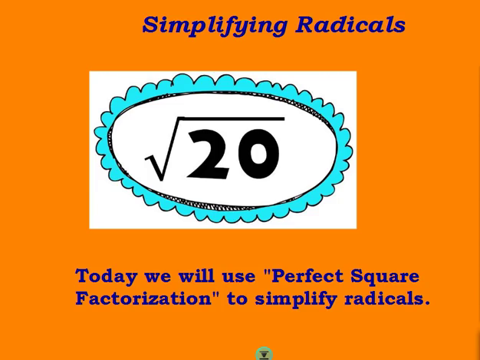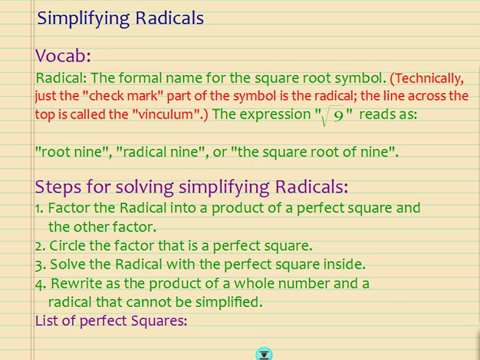Hello everyone, today we will look into simplifying radicals, and in order to simplify we will find perfect squares and then simplify each perfect square. Here is your vocab. Radical is the formal name for the square root symbol. The expression square root of 9 is read as root 9, radical 9, or the square root of 9.